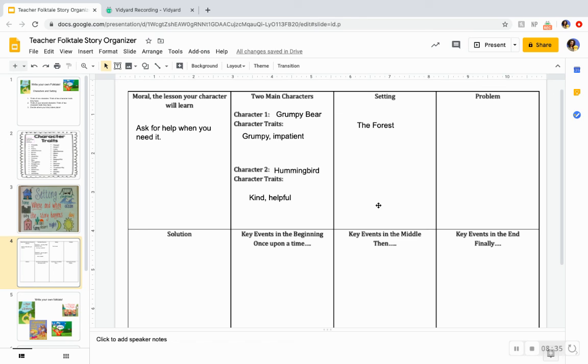Okay, Bearcats and Dragons, that's all we're going to do today. We just typed in these two boxes. We thought of our first character and what they're like. We thought of our second character and what they're like. And then we thought of a setting for our story to take place. Next week, we're going to get a chance to work on our problem and our solution and what happens in the beginning, middle, and end of the story.